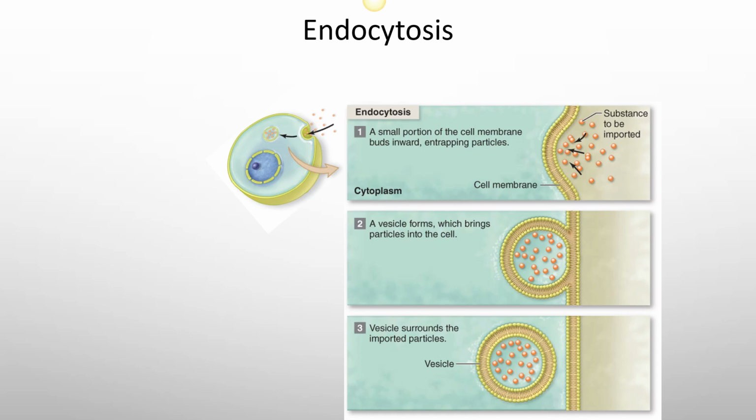Endocytosis is bringing a large substance into the cell. If it's solid, we call it phagocytosis, or cell eating. And if it's liquid, we call it pinocytosis, or cell drinking.